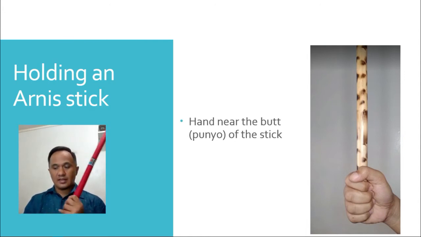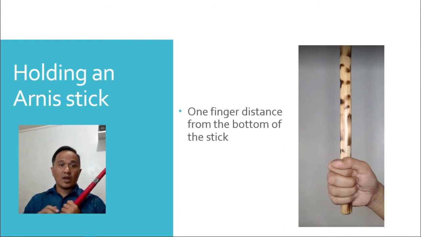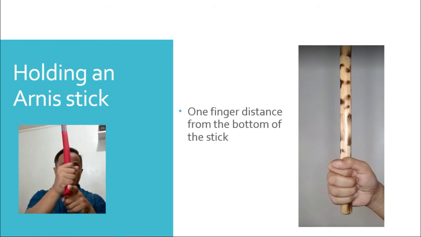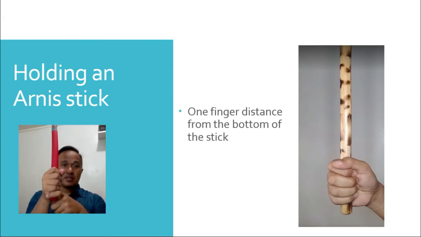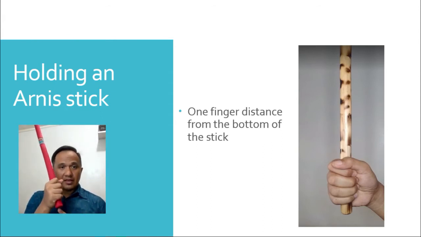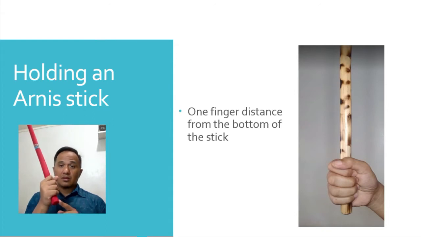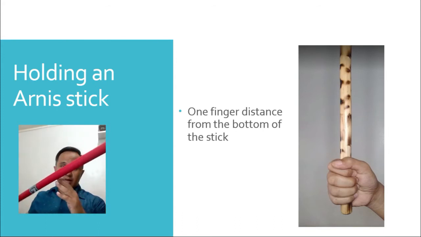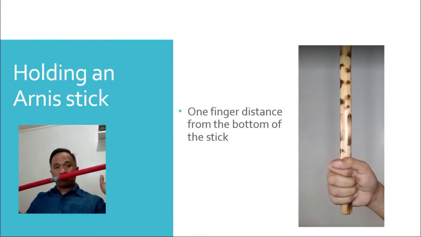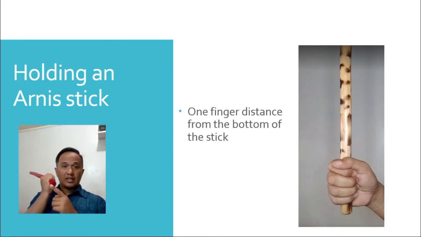Okay? Next is 1 finger distance from the bottom of the stick. Yan, 1 finger distance. Or sabi nila 1 inch distance. Saan ito ginagamit? Ginagamit to for thrusting sa kalaban, sa opponent natin. For short distance yung kalaban natin, malapit lang. Kasi mahirap kang pumalo pag malapit yung kalaban natin kasi mahaba yung body. Ito yung ginagamit nila pang batting.